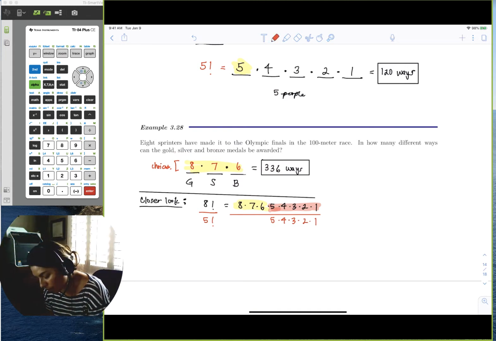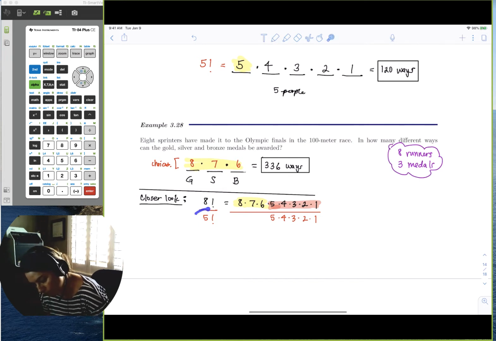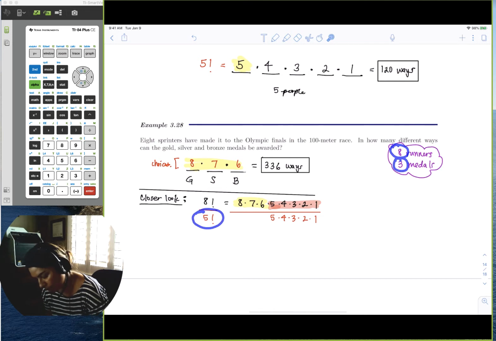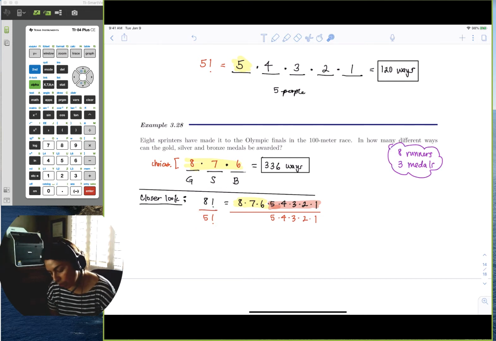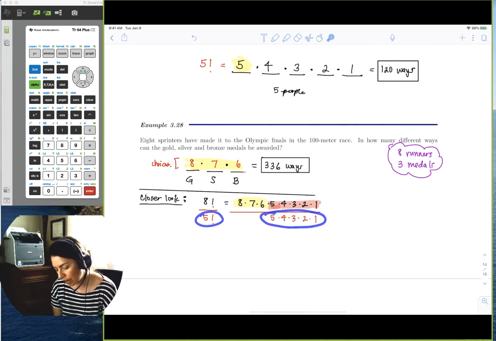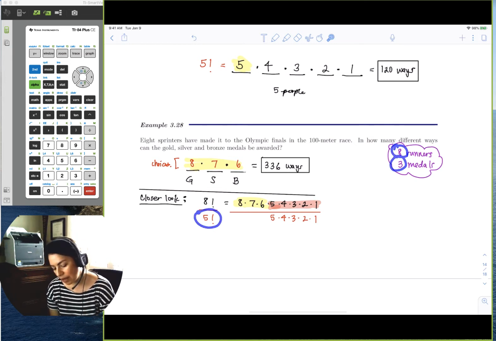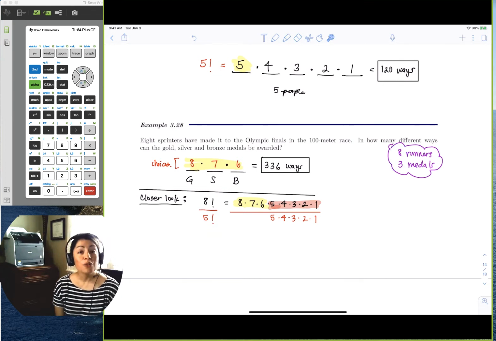Okay, so now, an even closer look. We have, again, 8 runners and 3 medals. How in the world would I get 5 from the numbers 8 and 3? This is not coincidental. It's not coincidental that I would reduce out by 5 factorial. What is the relationship between 8 and 3 to get 5? That's right, you would subtract.